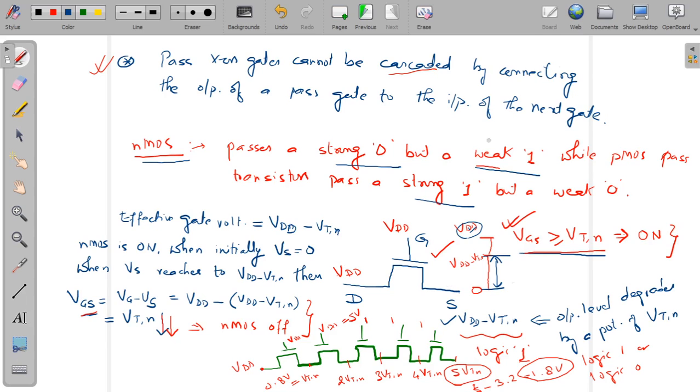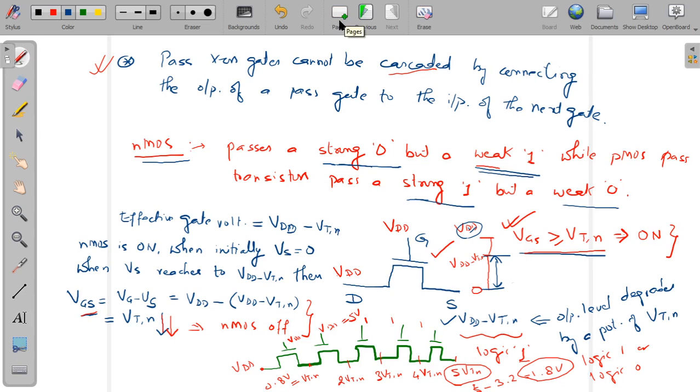That is why we say that it passes a weak 1, but as far as passing a 0 is concerned, it is definitely going to pass the complete 0. It is not going to affect that 0 voltage level. So it passes 0 completely without any hindrance. So we say that the N MOSFET passes a strong 0 and a weak 1. In a similar fashion we can establish that the P MOSFET passes a strong 1 and a weak 0.